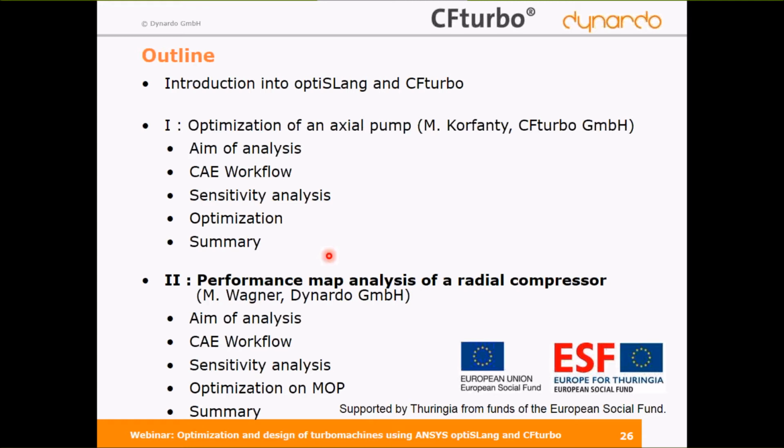So now let's have a look at the second case study, performance map analysis of a radial turbo compressor. Again, we'll have a look at the aim of the analysis, the automated workflow, variation analysis, optimization, and the summary.